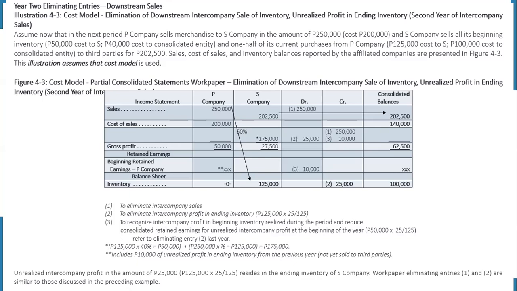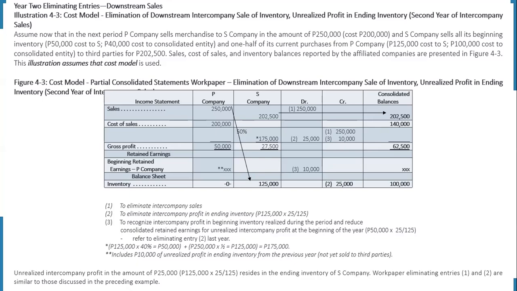Then for the beginning retained earnings of P company, we are now debiting 10,000. And for the inventory is 125,000, though we have a credit of 25,000, and the consolidated balance of 100,000.